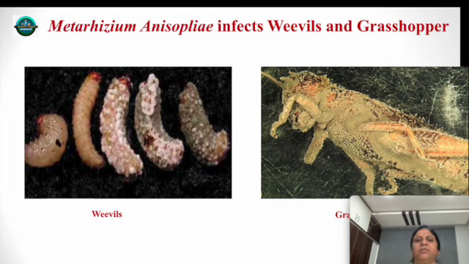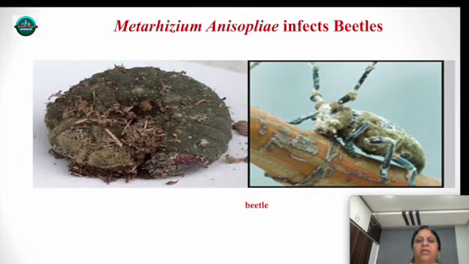Metarhizium anisopliae is mostly recommended for grasshoppers, weevils and beetles. Even for root grub and all, Metarhizium anisopliae is recommended. You can see the beetles affected with Metarhizium anisopliae. You can see the spore and mycelial development on the insects.